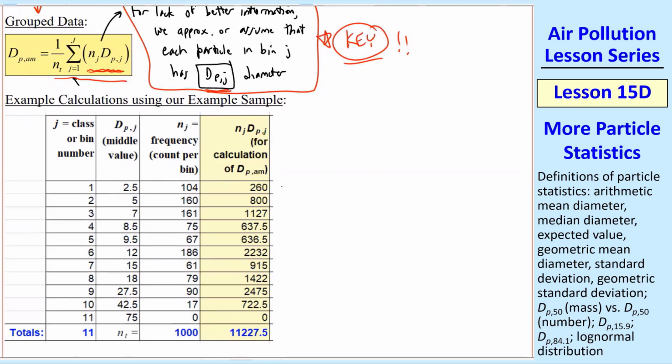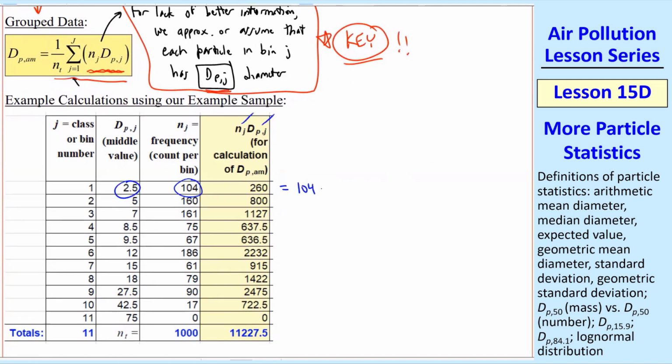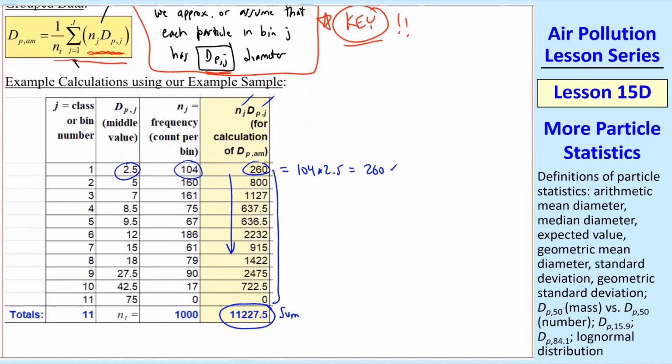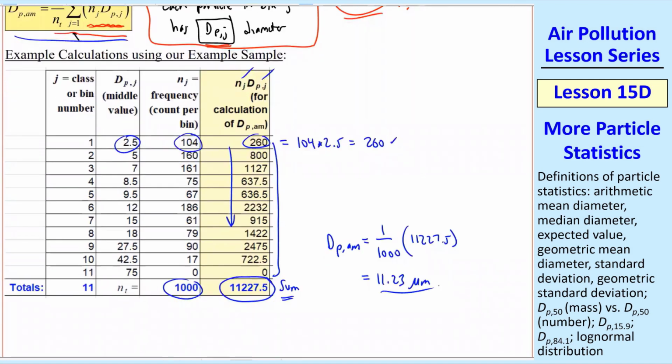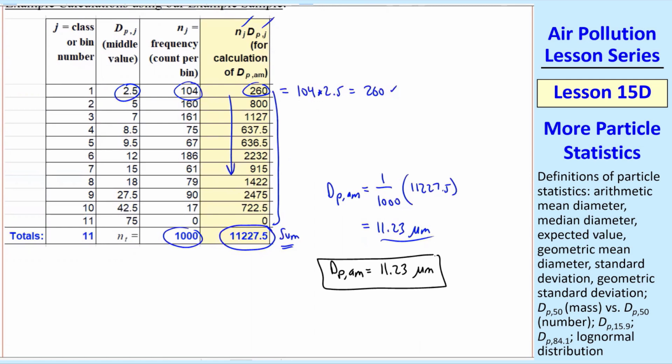And let's check this first row. NJ is 104 and DPJ is 2.5, and that gives me 260. In Excel, I'd fill that down for all the rows, and then I'd sum all of these. If you have a bin with 0 in it, it doesn't add anything to the sum, so we could just leave it there. Then from this equation, I write DPAM is 1 over 1,000, that's our NT, times this sum that we just got, I get 11.23 microns. I'll give my answers to 4 digits for all of these. Of course, Excel will have many more digits than that.